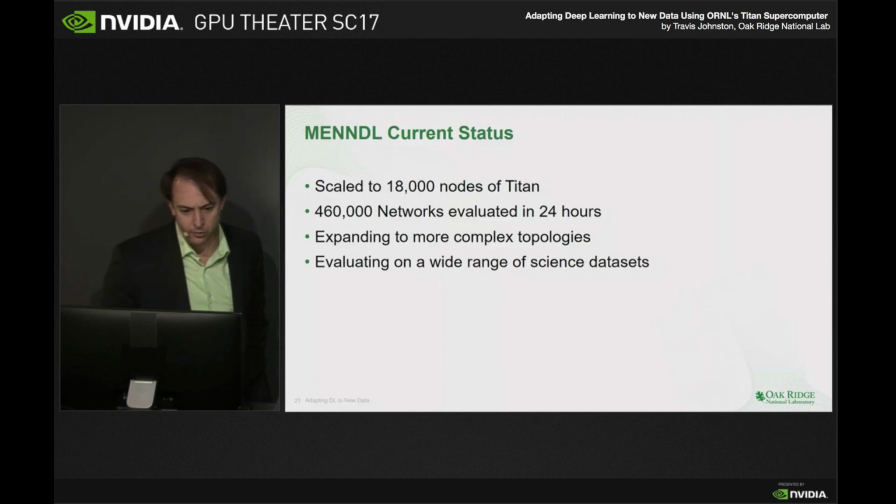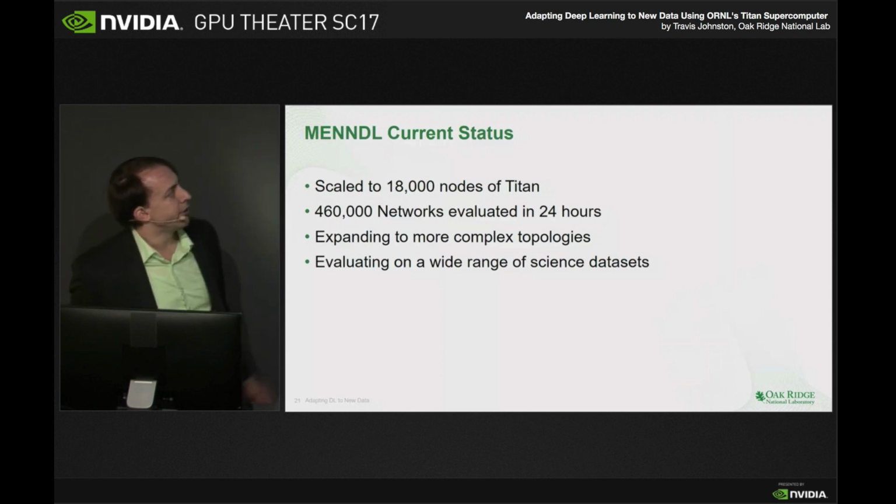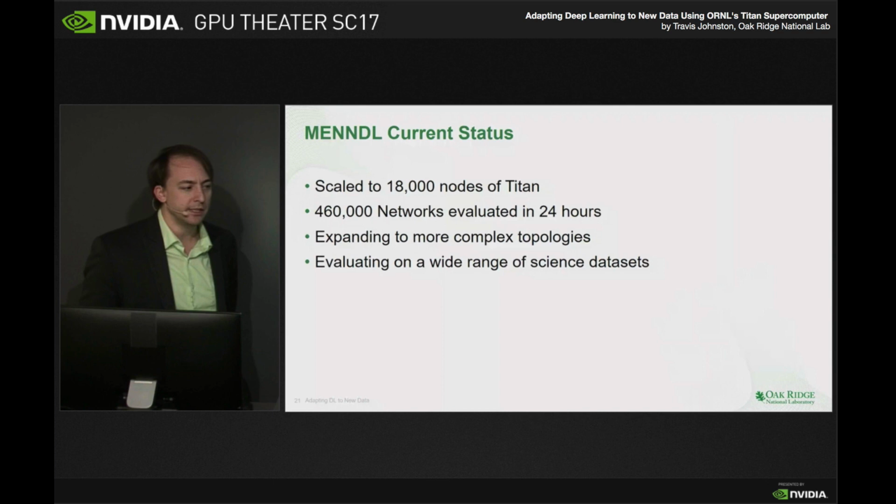And just a couple quick stats for MENNDL. So like I said, we've used all of Titan, so it's over 18,000 nodes. This is a conservative estimate, but we typically see about 500,000 networks trained in 24 hours. Depending on the data set, we can train closer to 1 million networks in 24 hours. And we've applied that to about a dozen different data sets now. I've just highlighted a couple of the ones with really pretty pictures.